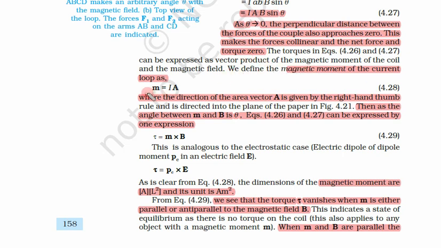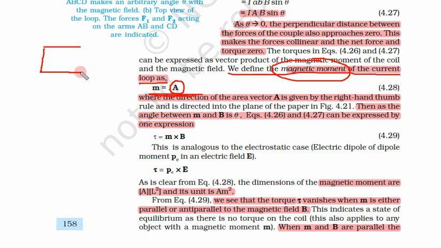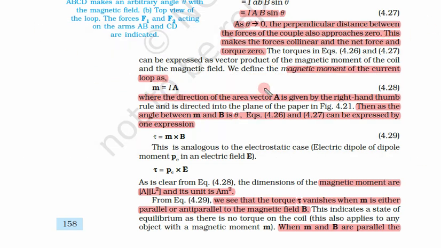Now let us define this. What is this M? We define the magnetic moment of the current loop as, so this is the magnetic moment. This is called the magnetic moment of the current loop. It is simply current into area, and again you know area is a vector quantity. Suppose this is an area, so there is a vector perpendicular to the area. So area is also a vector quantity. Now this magnetic moment M is equal to IA.